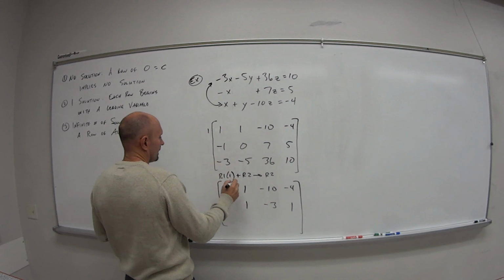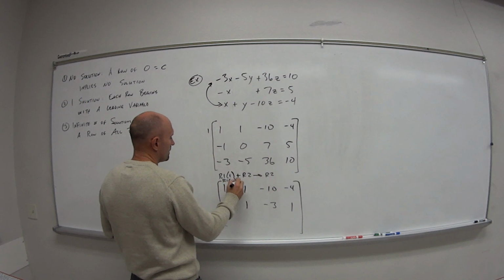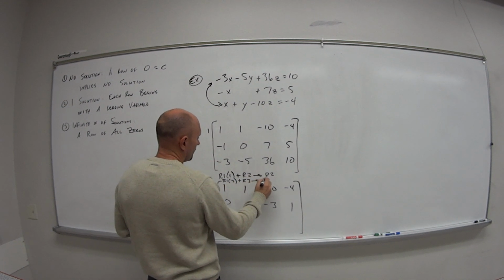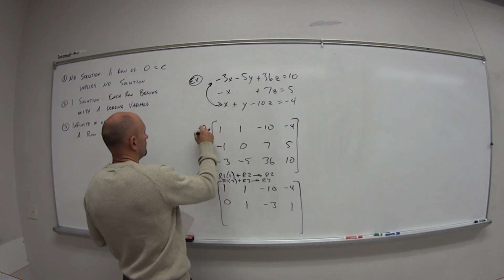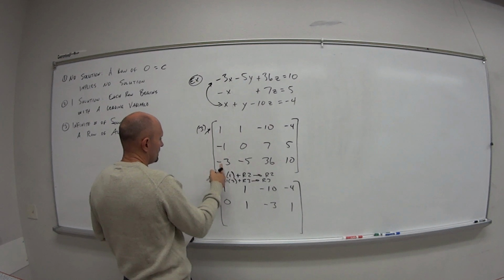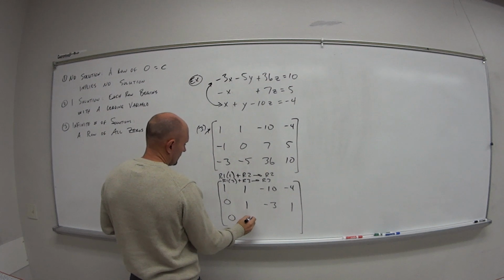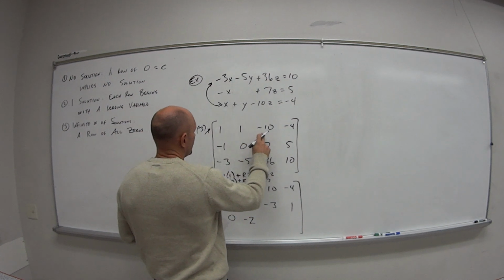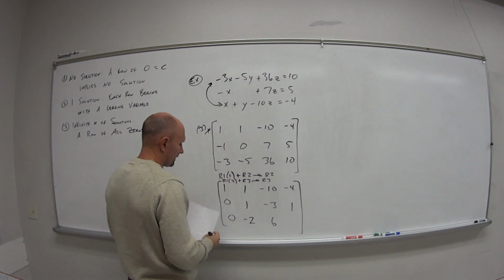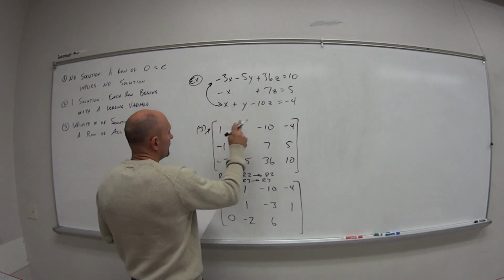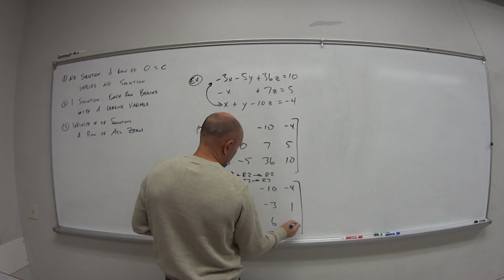Now what do I need here? I need to do row 1 times positive 3 plus row 3 gives me a new row 3. So I'll multiply this by 3. 3 times 1 is 3 minus 3, 0. 3 minus 5, negative 2. Negative 30 plus 36 is positive 6. And 3 times negative 4 is negative 12. Plus 10 is negative 2.